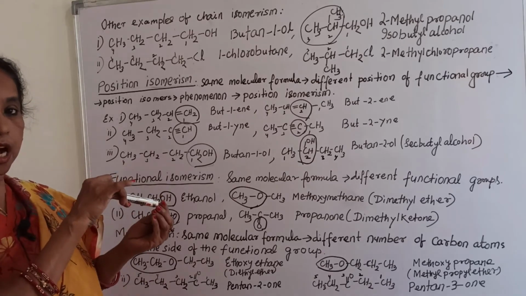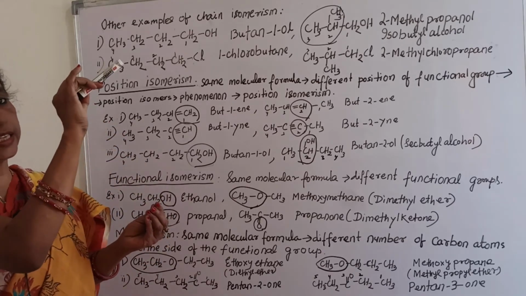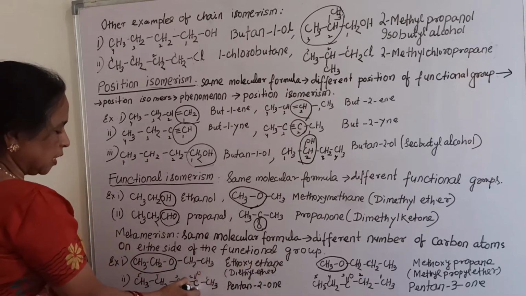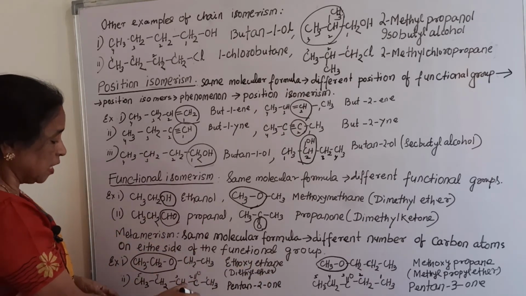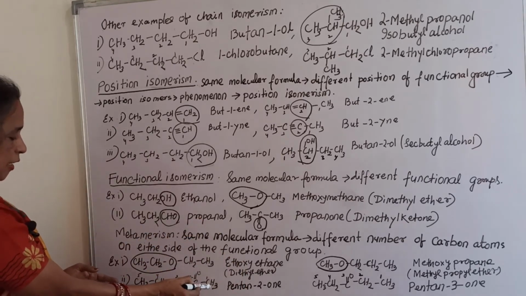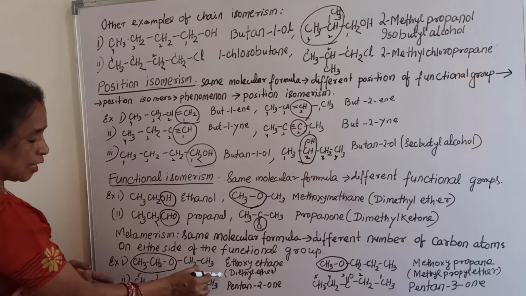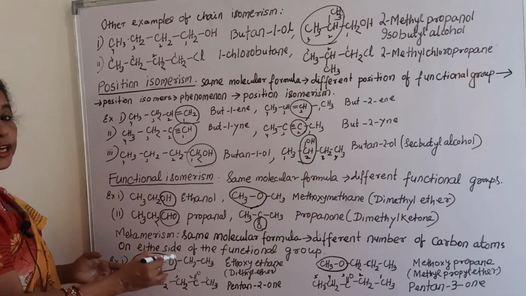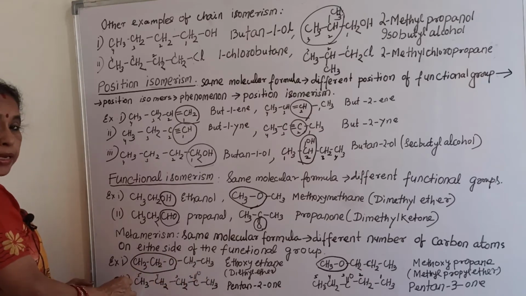In the 2 position carbon there is a keto group. So the name is pentan-2-one, because in the 2 position the keto group is present. Pentan-2-one. What is the common name? This side methyl, this side propyl. So methyl propyl ketone. Methyl propyl ketone.